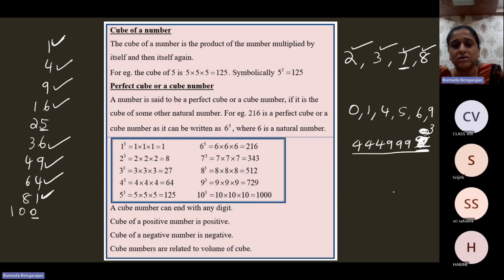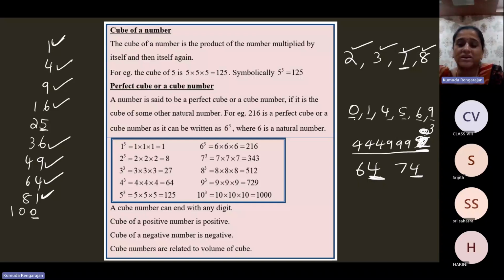But that doesn't mean that if a number ends with the digit 0, 1, 4, 5, 6 or 9, that number is a perfect square. It may be a perfect square, but you cannot say that it is. Now we know 64 is a perfect square, 8 into 8. Now what about 74? It's not a perfect square, but it ends with the digit 4.